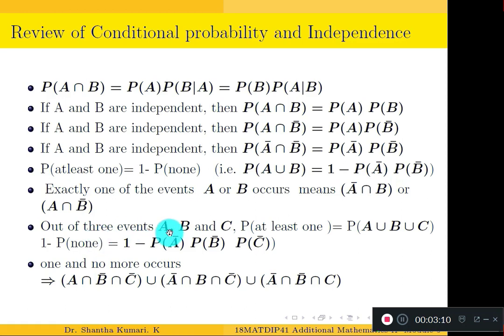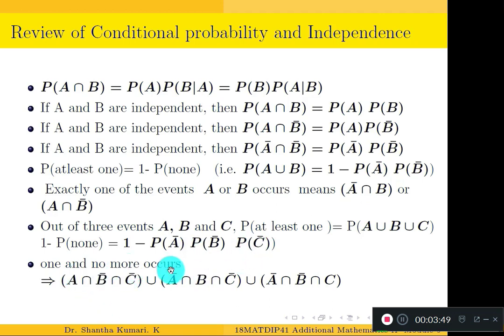If three events A, B, C are given to you, the probability of at least one, just like this. What is the notation for at least one? Out of two events, A union B. Here, out of three events, A union B union C. So remember, at least one means union. Once again, it is 1 minus the probability of none. You can write it like this: 1 minus probability of A complement into probability of B complement into probability of C complement. And here also we are using De Morgan's rule. You can directly remember this result.